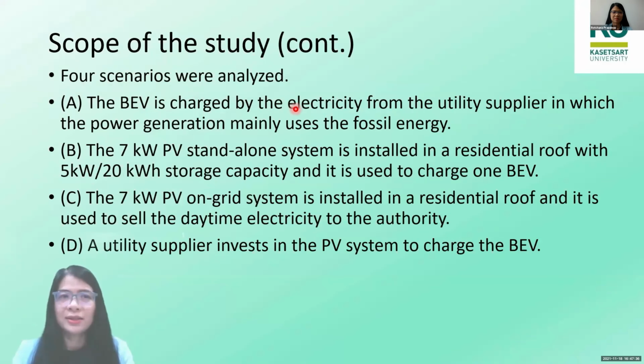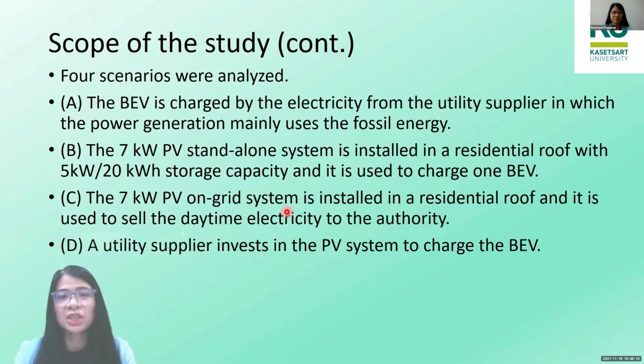4 scenarios were analyzed. Scenario A, if individuals use the electricity supplied by the authority, which mainly uses fossil energy for its power plant. B, if individuals invest in a standalone PV system with storage and use that to charge their battery electric vehicle. For scenario C, if individuals invest in their PV on-grid system and use that to sell the daytime electricity to the authority.